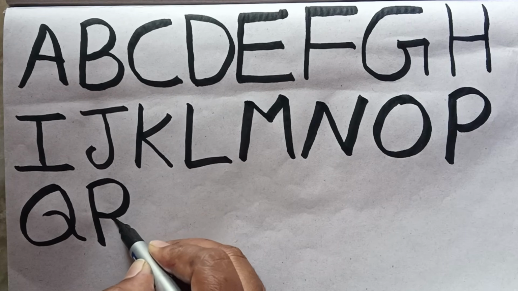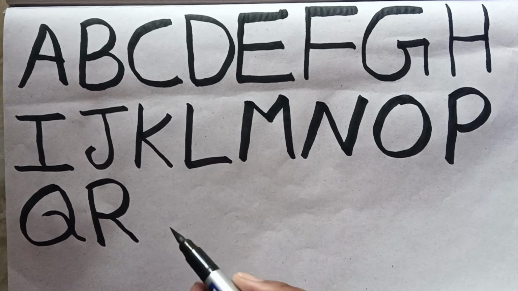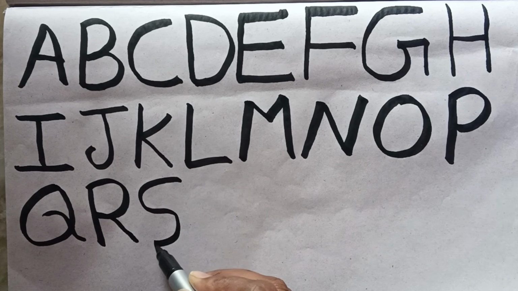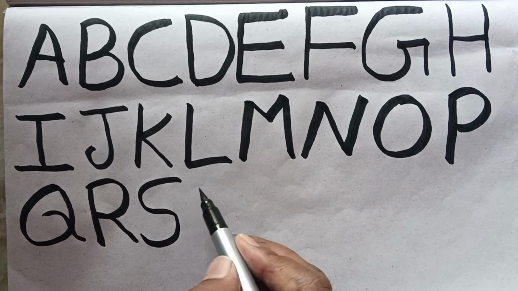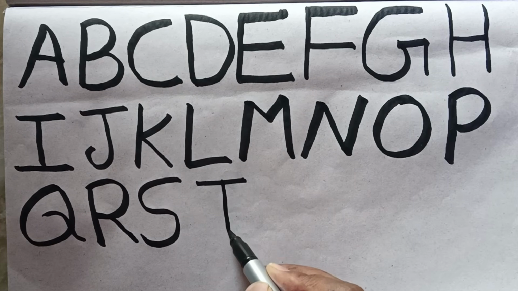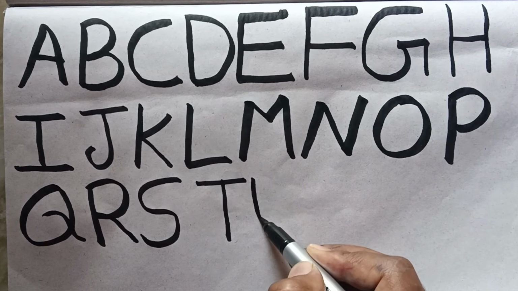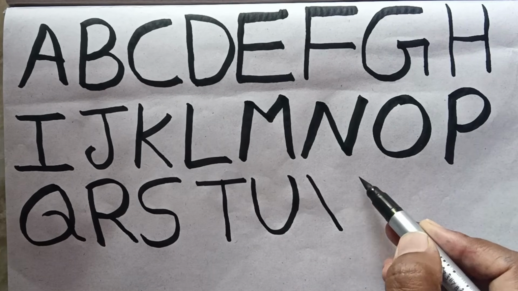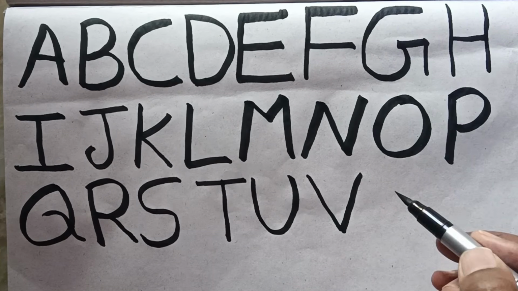R. R for robot. S. S for sun. T. T for tiger. U. U for umbrella. V. V for van.